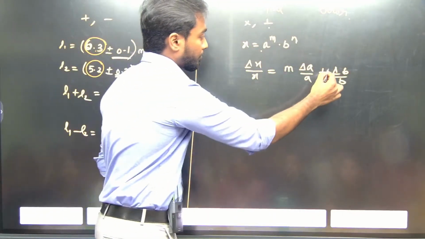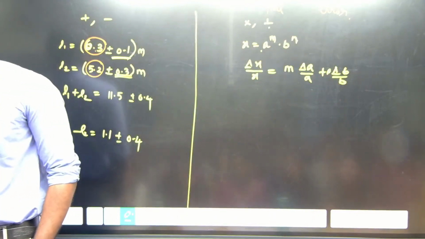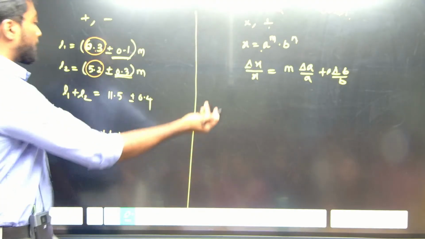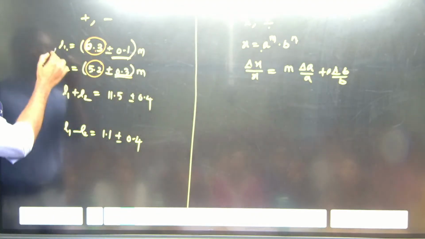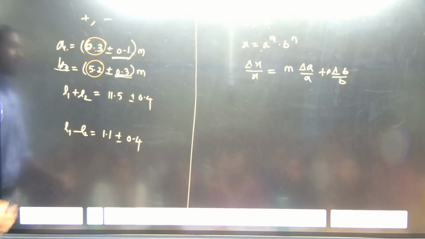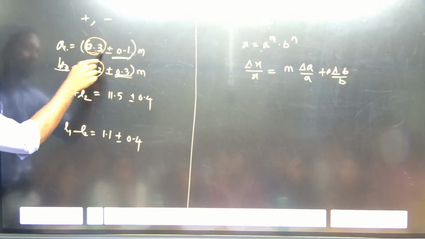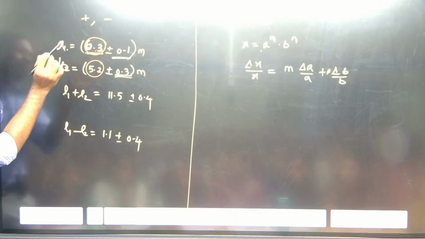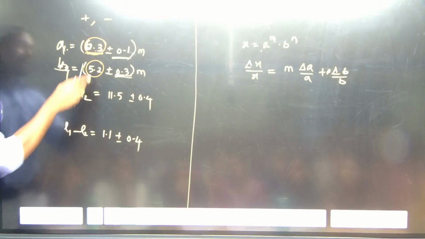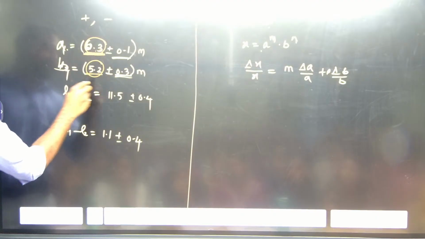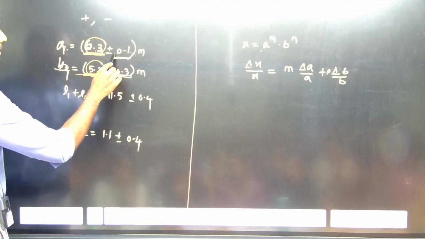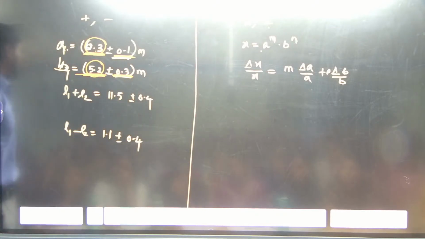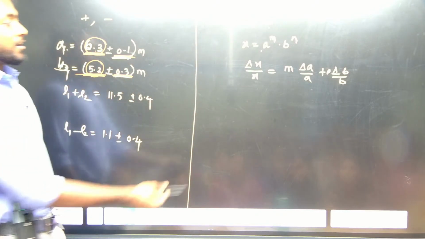n into delta b by b. Getting the point? So the a value and b value they will give. For example, if I take L1 or L2 as a and b, let me take a1 and b1. A is 6.3, b is 5.2, delta a is 0.1, delta b is 0.3. We are finding the value of x.